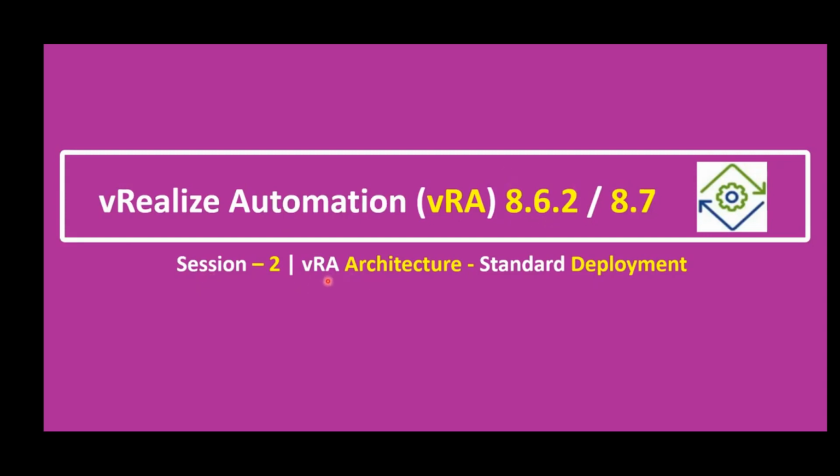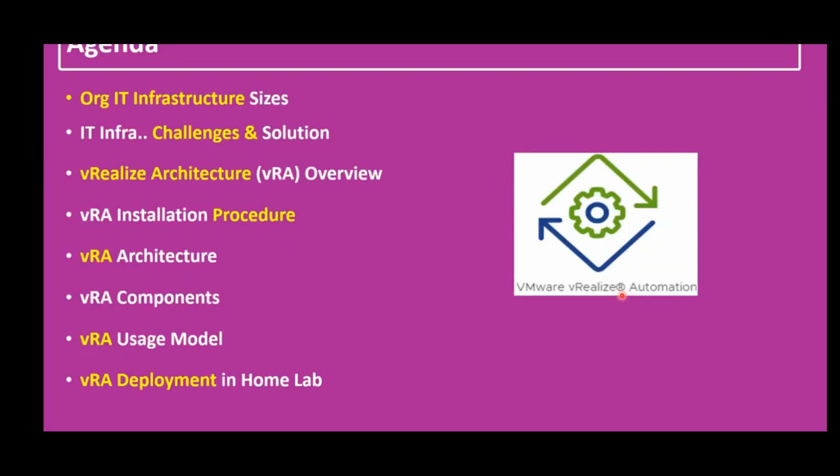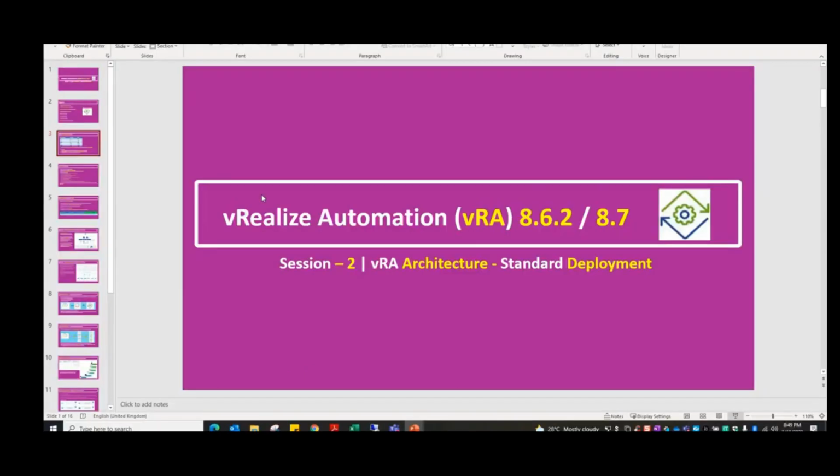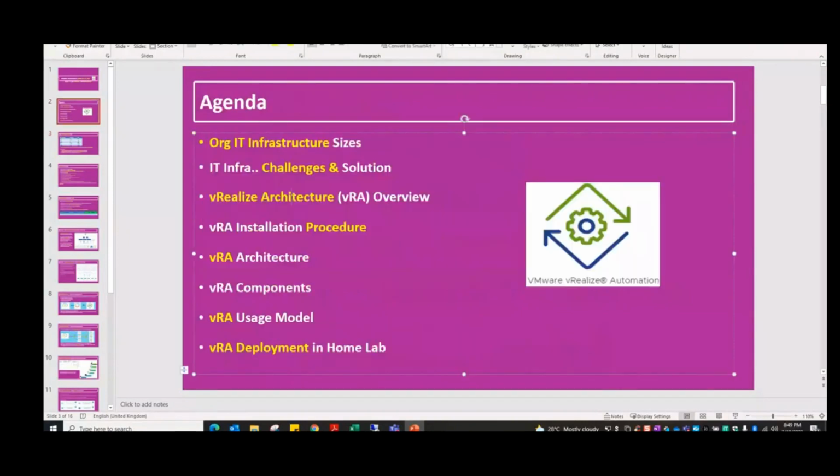And today we are going to cover the vRealize architecture, quickly recall the VRA architecture, and I will show you the standard deployment. Let's see our agenda for today's session: organization IT infrastructure sizes. We'll quickly observe what the IT infrastructure sizes are, the most common IT infrastructure challenges, and the recommended solution. And the recommended solution will be vRealize Automation. Sorry for the typo here, it is vRealize Automation.